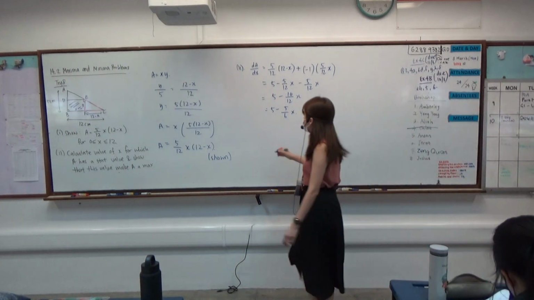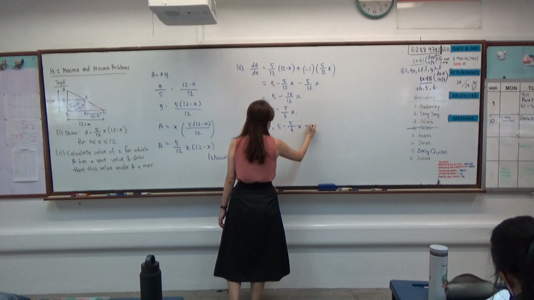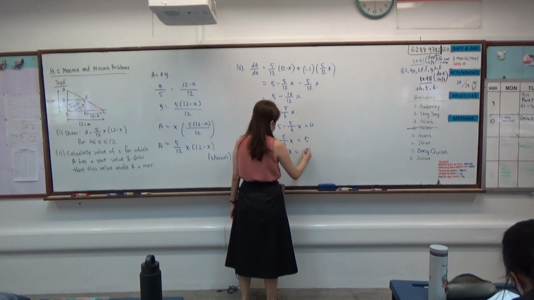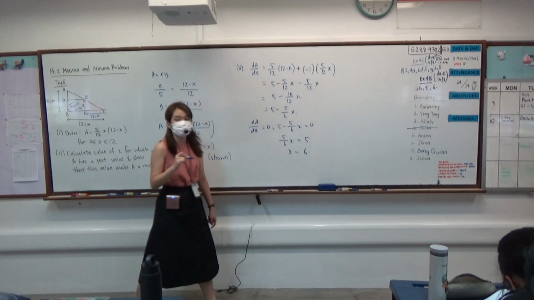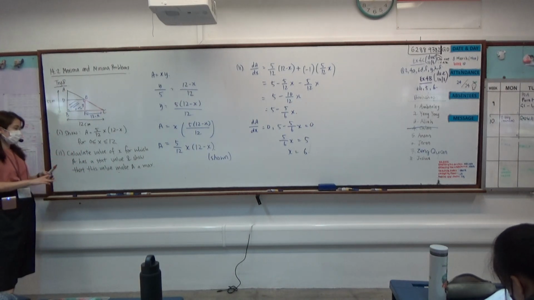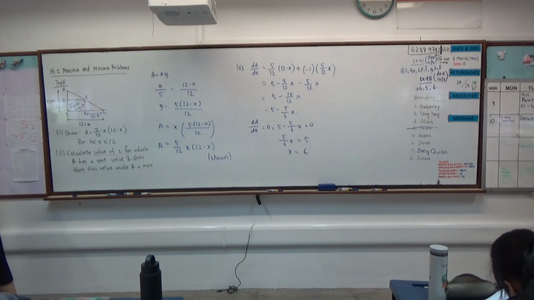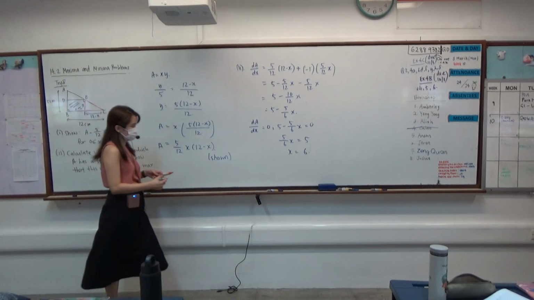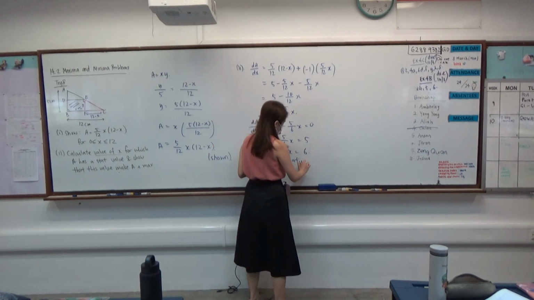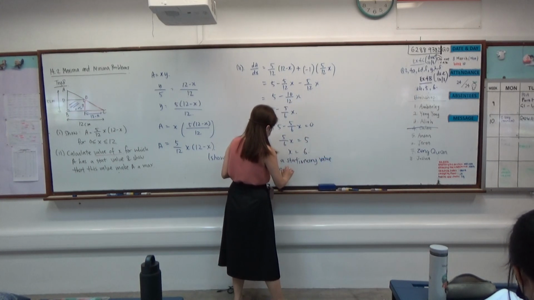Okay, so dA over dx is equal to 0. Our x is equal to 6. So that answers the question for the first part that asks for the value of x for which A has a stationary value. So you may want to write a concluding statement. A is a stationary value when x equals 6.